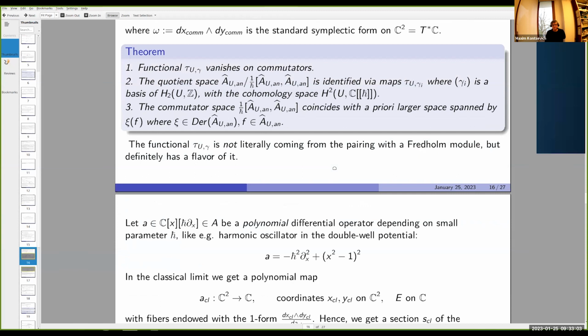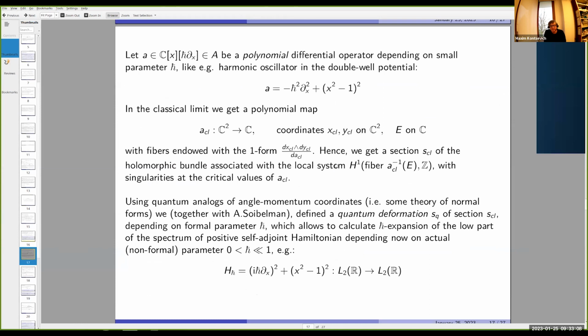Now let my algebra be such that my element is a polynomial differential operator depending on a small parameter h bar. The example which we eventually want to study in great detail is something which Jean Saint-Justin looked at quite a long time ago, about 40 years ago. It's a harmonic oscillator with a double well potential. So there's an oscillator on a line, and in the classical limit, you want to study its spectrum. We want to do some algebraic understanding of the spectrum.